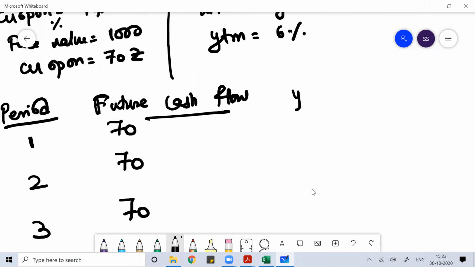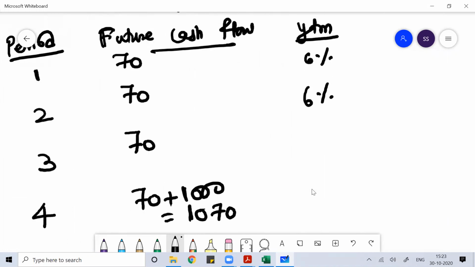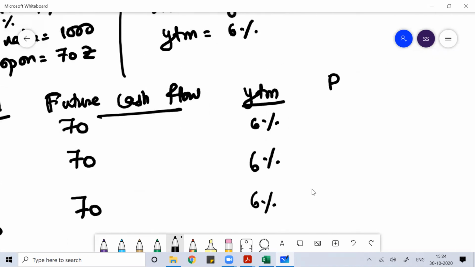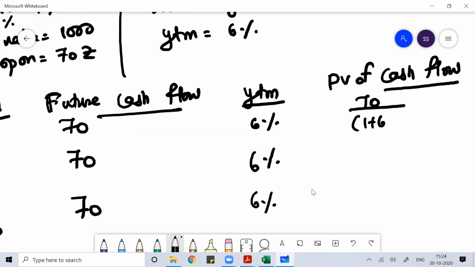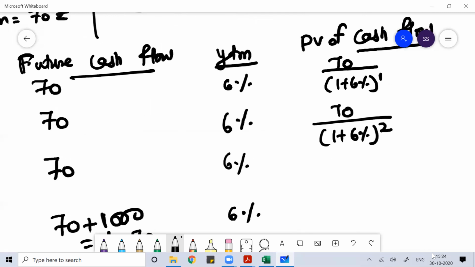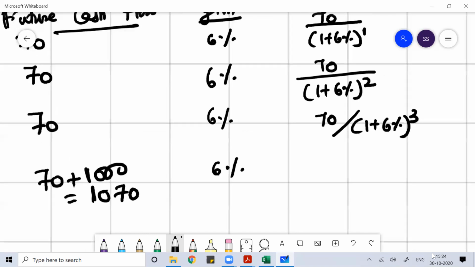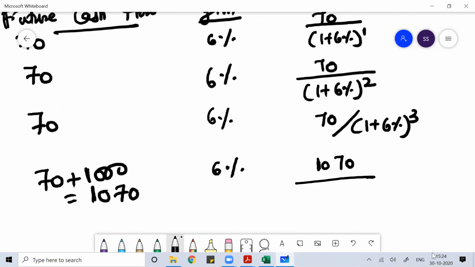Then YTM is 6%. What you can do, you can find the present value of cash flow. That is 70 divided by 1 plus 6% to the power 1, then 70 divided by 1 plus 6% to the power 2, then 70 divided by 1 plus 6% to the power 3, and then 1070 divided by 1 plus 6% to the power 4.